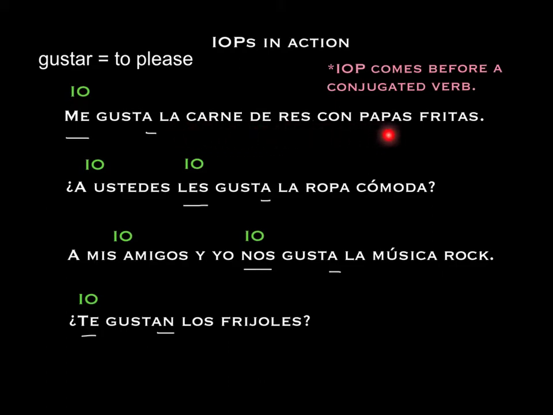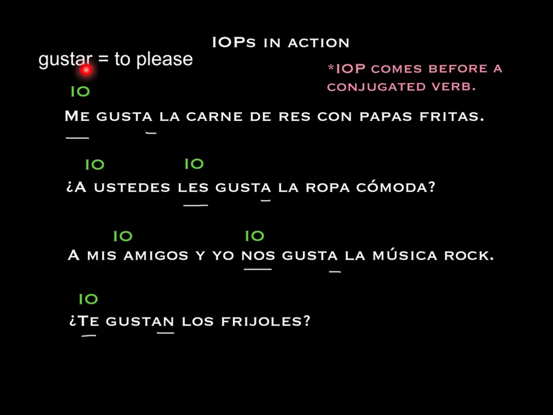The beef with French fries is pleasing to me. Let's look at that one more time. The beef with French fries is pleasing to me. So our indirect object here is me. And we'd ask the question, to whom is it pleasing? Well, it is pleasing to me.